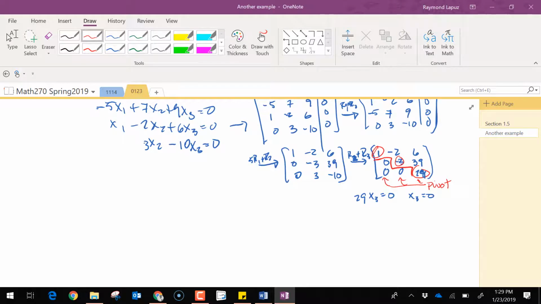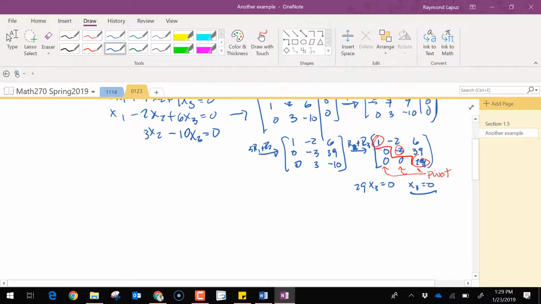So there are no free variables. There's a pivot in each column, so it looks like this is going to turn out to be the trivial solution only. We have x3 is equal to 0, and then we have minus 3x2 plus 39x3 is equal to 0 via the second row. But x3 was equal to 0, so we got 3x2 plus 0 is equal to 0. So we see that x2 is going to be equal to 0.